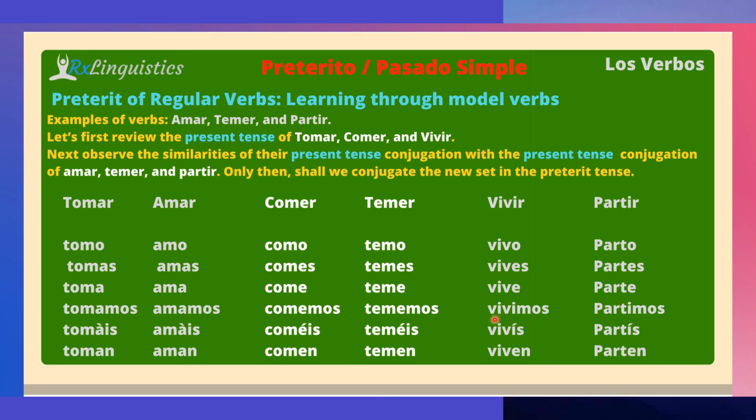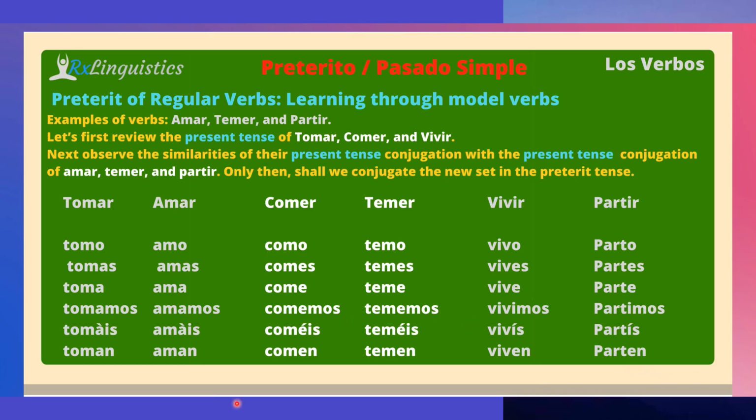But when it comes to first person plural and second person plural, the ER verb and the IR verb differ a little bit. You can see here we have tememos, but here we have vivimos. So it's imos for the IR verb and emos for the ER verb.